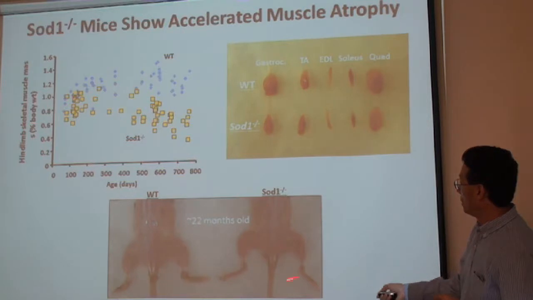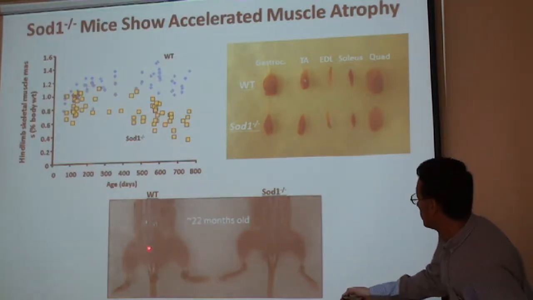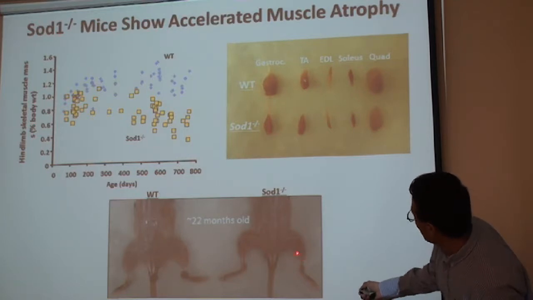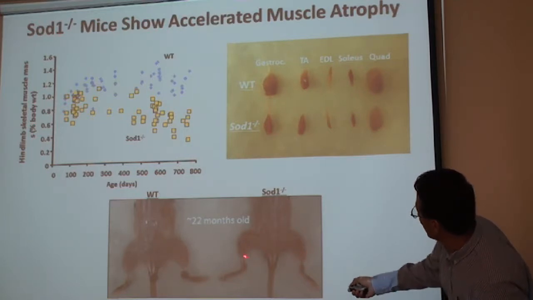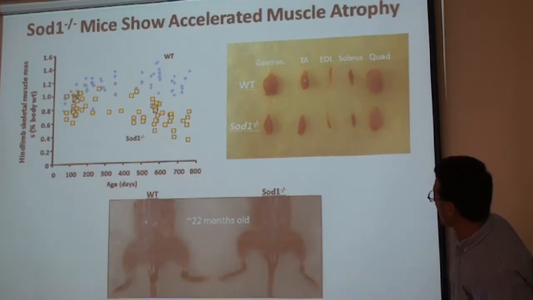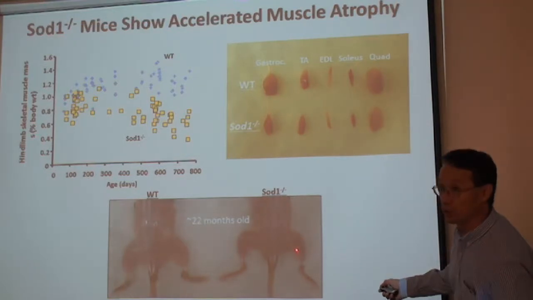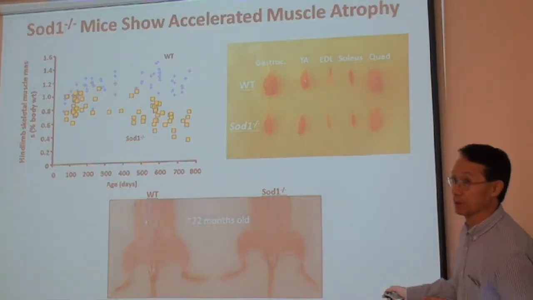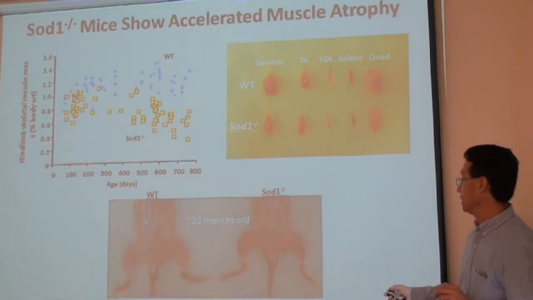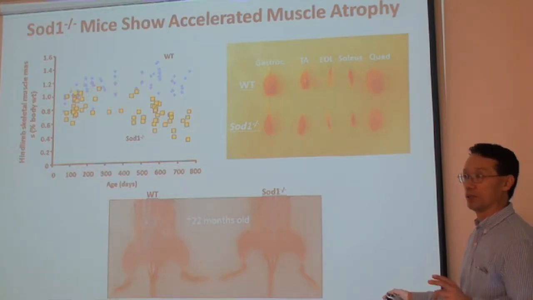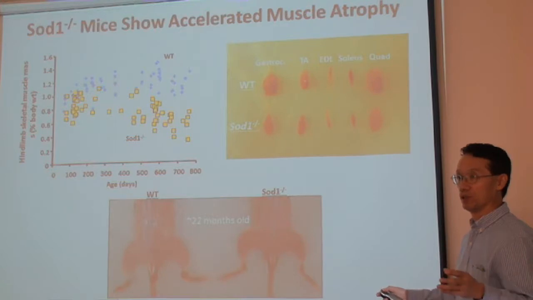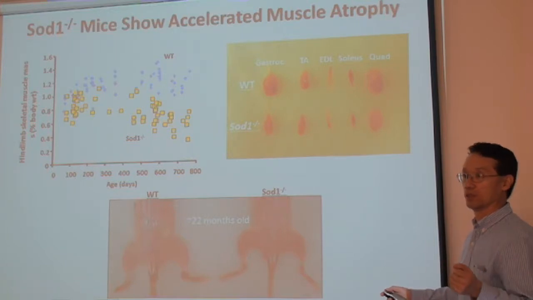Here is the whole mouse hind leg. It's hard to see, but you can see some decrease of the muscle compared to the wild type. And it shows clearly that it is a little bit darker, redder compared to wild type, which means there is more loss of the fast twitch fiber in the SOD1 mouse compared to the wild type. That's very consistent with what we observe in humans and other models of sarcopenia, where the fast twitch fiber goes away faster during sarcopenia.